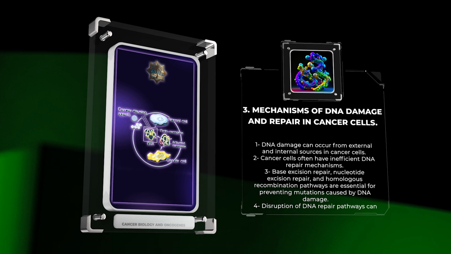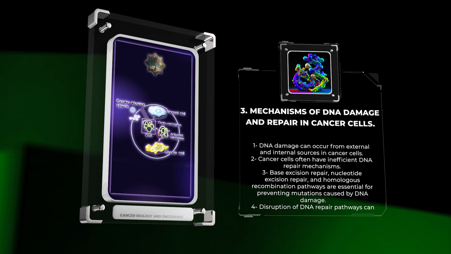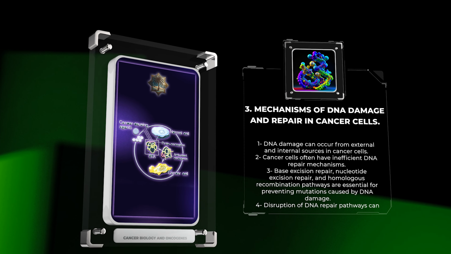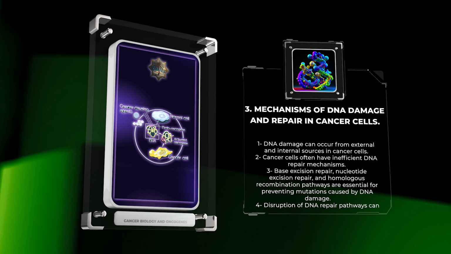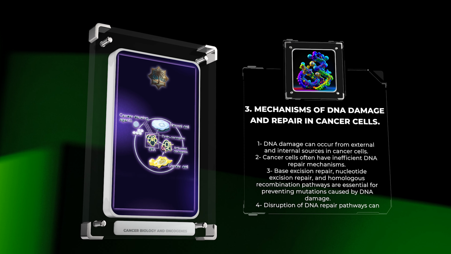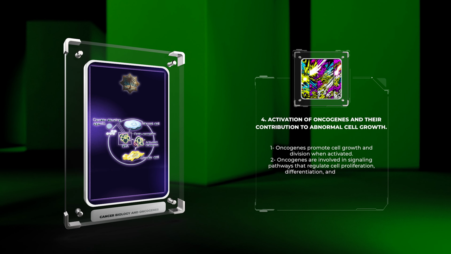DNA repair pathways, such as base excision repair, nucleotide excision repair, and homologous recombination, are essential for preventing mutations caused by DNA damage. When these repair pathways are disrupted, it can result in genomic instability, which is commonly observed in cancer cells. Oncogenes are specific genes that, when activated, promote cell growth and division.